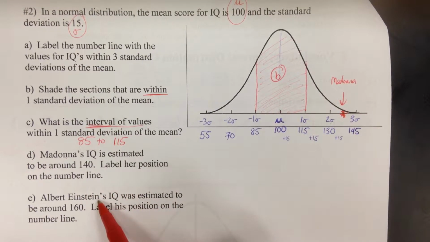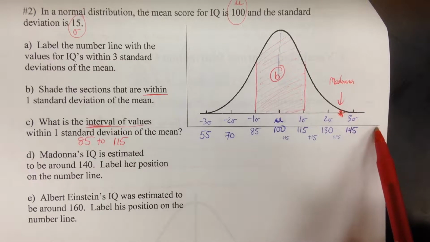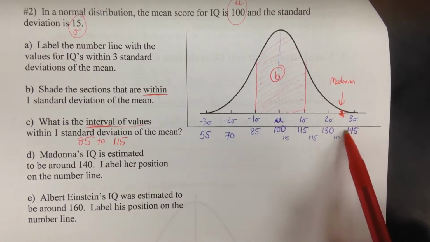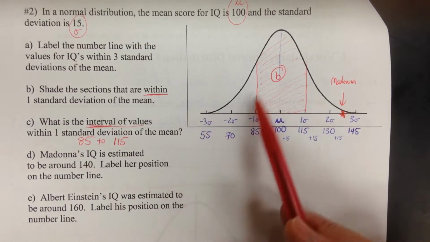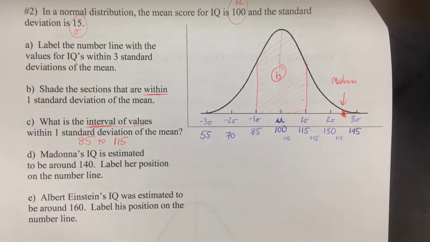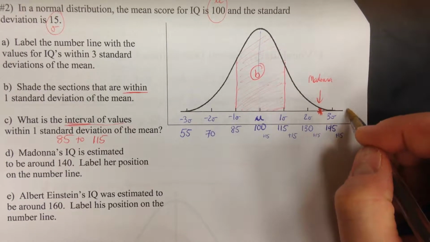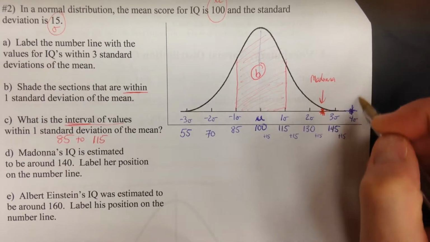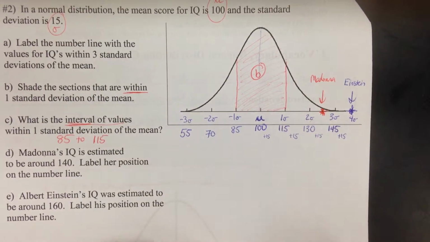Now part E, Albert Einstein's IQ was estimated to be around 160. So Einstein is considered a genius. Notice that 160 is off the chart. So when people say that something is off the chart, they're literally referring to being so far to the right or to the left of this curve that you can't even really put them on there. To get to 160, we would actually have to go 1 more full standard deviation. Basically, this number doesn't even exist here. That would be 4 standard deviations, and so this would be Mr. Einstein. Very intelligent human being right there.